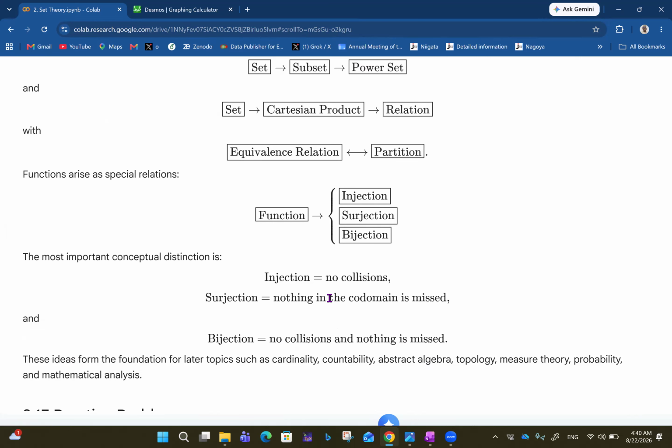Then surjection: nothing in the codomain is missed. So everything in the codomain is mapped to something in the domain. And bijection means no collisions and nothing is missed. These ideas form the foundation for later topics such as cardinality, countability, abstract algebra, topology. I mean, this is in preparation for topology for sure. Measure theory, probability, and mathematical analysis.